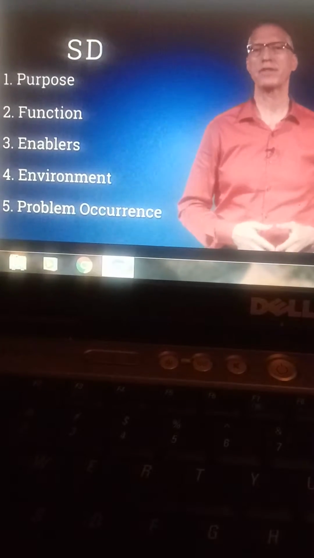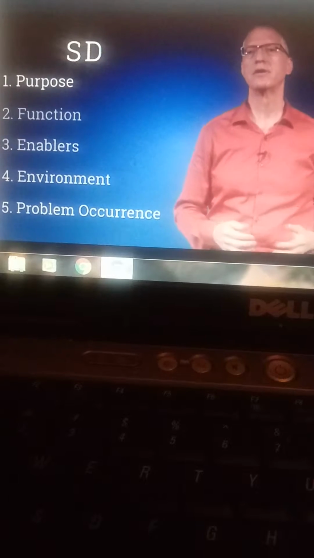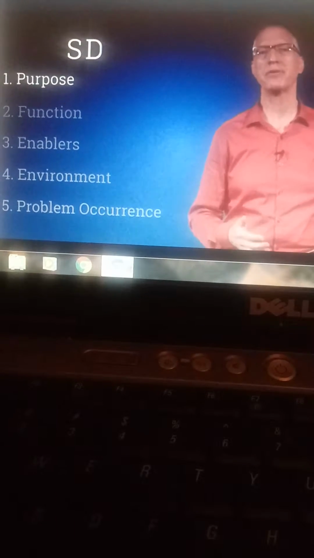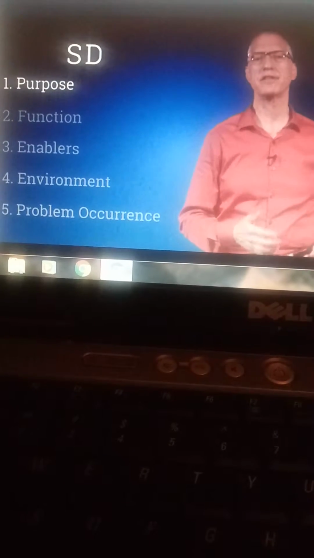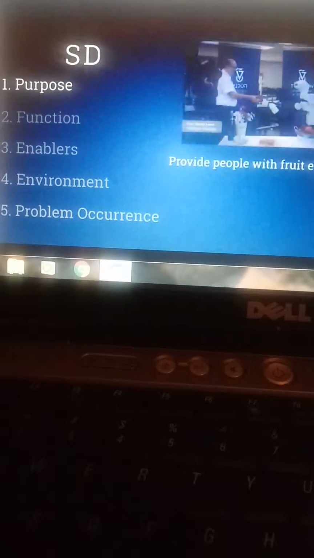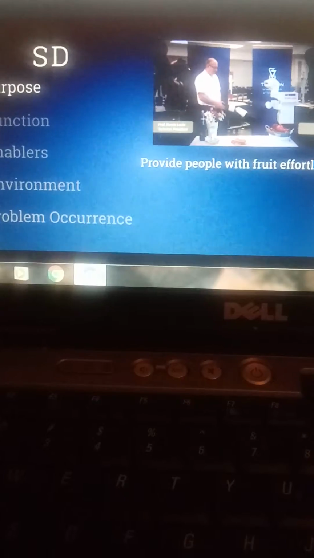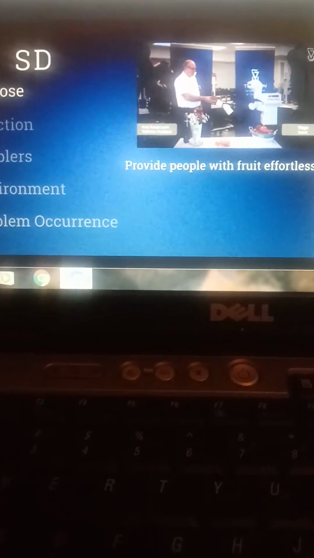The first component is the system's purpose. Who are the beneficiaries, the people for whom the system was developed? What benefit does the system provide to them? In our case, the purpose of the system is to provide people with fruit effortlessly.